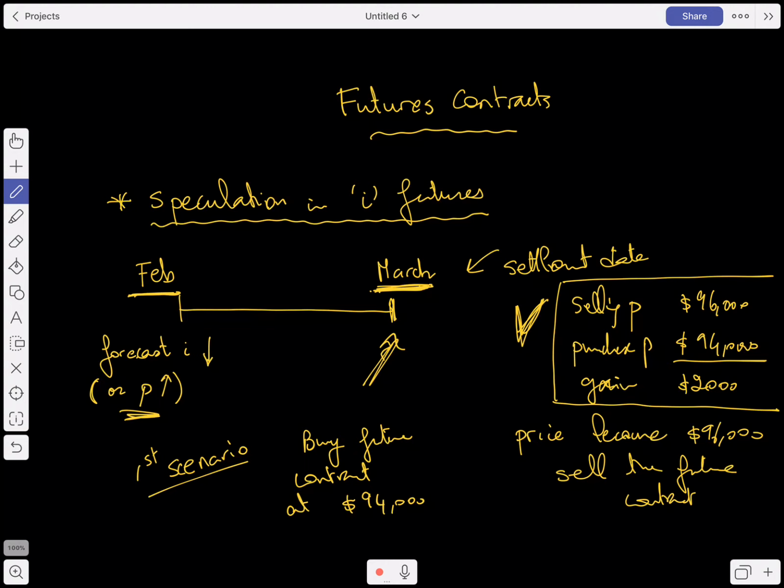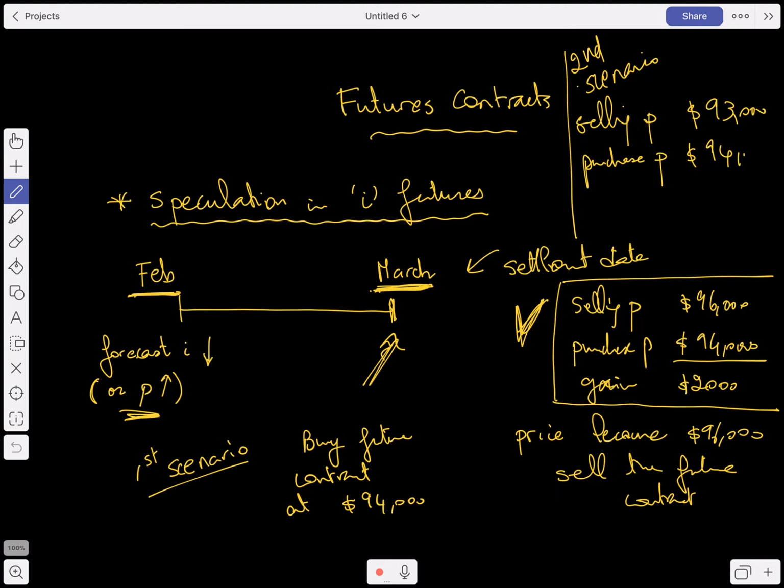What about if, when you come to sell your bond, the price actually has decreased? So let me put the second scenario here. What if the selling price decreased from 94 to 93,000? And remember that the purchase price is still the same, which is 94,000. Then you're basically making a loss of, right? This is a loss of 1,000.